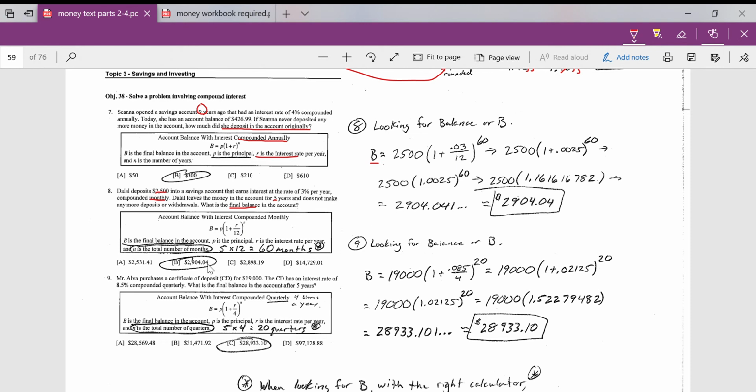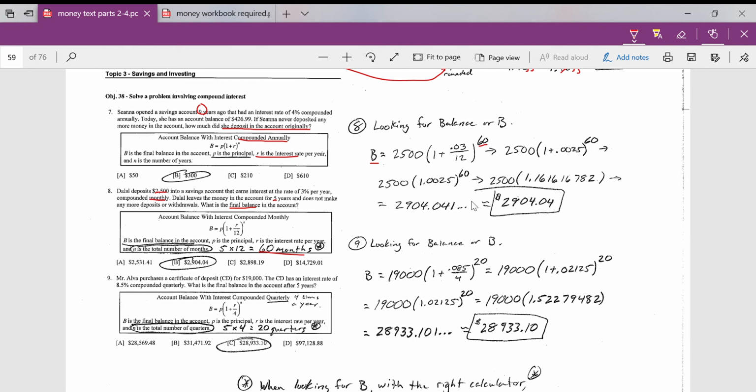Now, make sure you read this part, because this is different than we've done in the past. It says N is the total number of months. So this is the one extra step you have to do in this problem. The time is 5 years. They want N in months because they're doing this every month. So they need to know how many times you have to do this, because it's compounded monthly. So 5 years times 12 months a year is 60 months, that's where the 60 comes from.